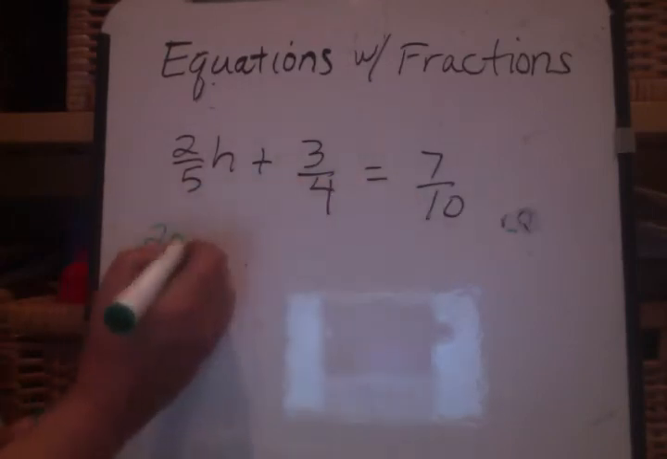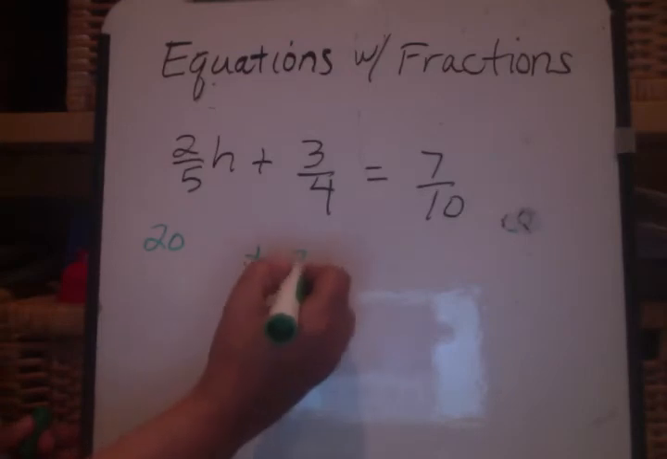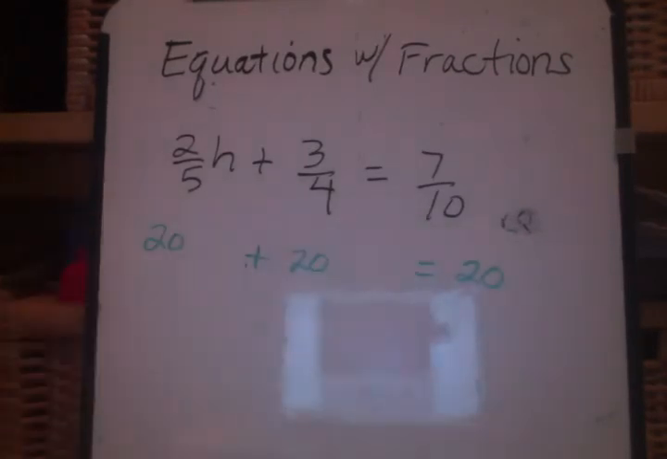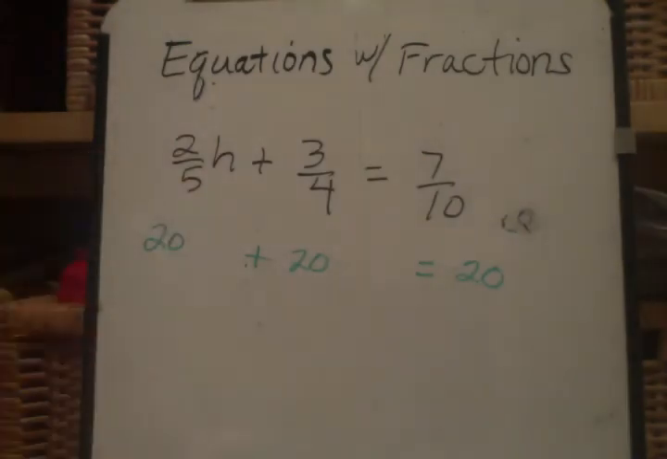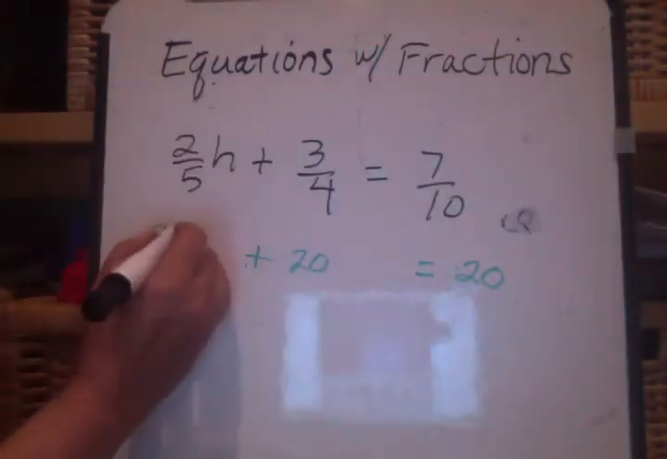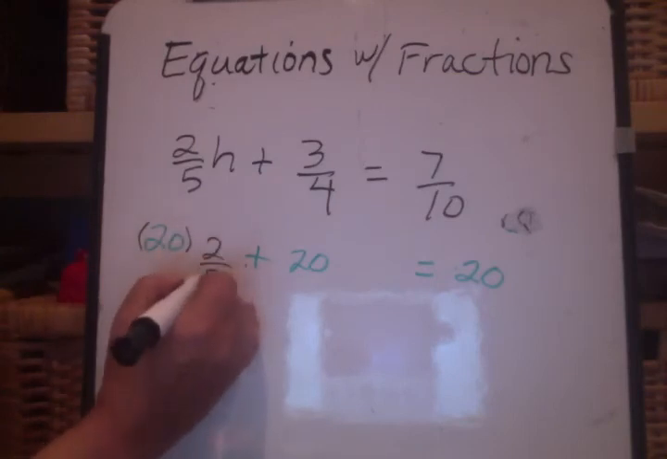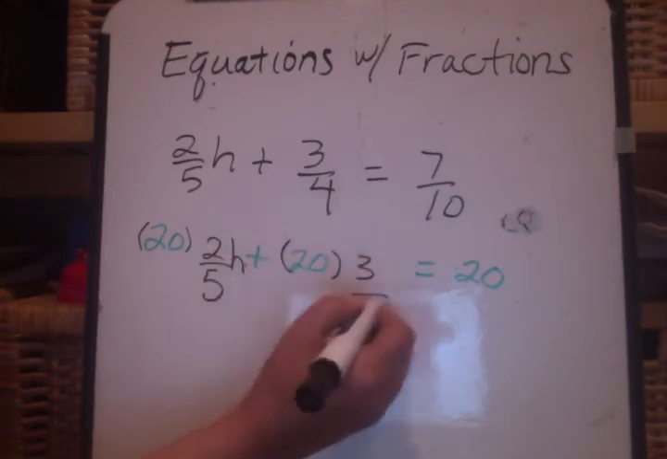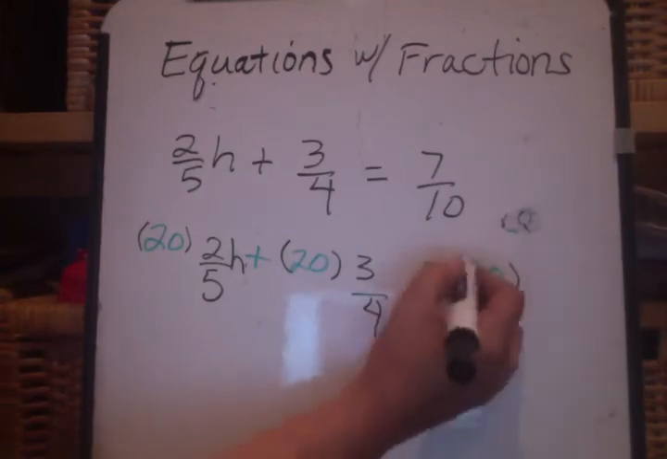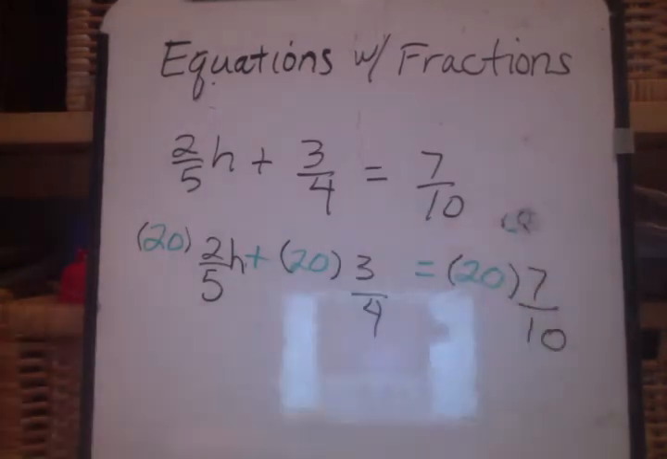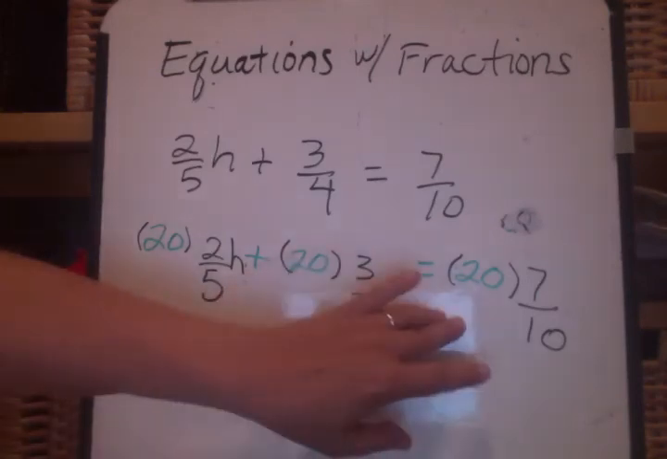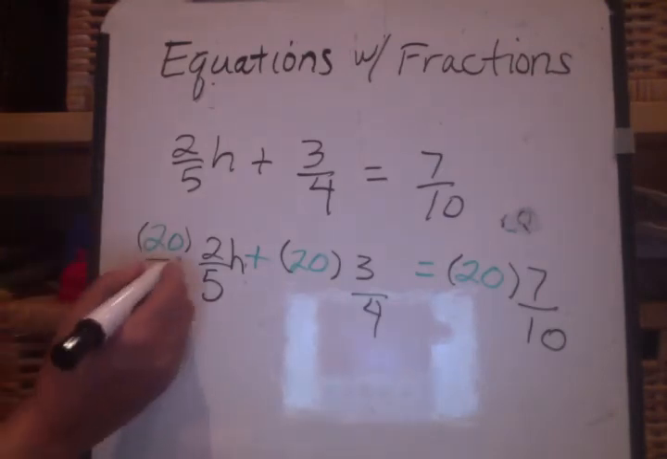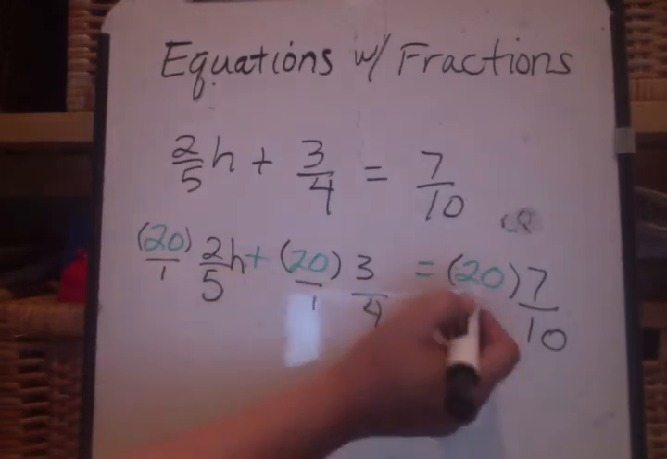So 20, I'll do plus 20, equals, and I'll put 20 here. And now I'll bring down, I'll just show 2/5 h, so 20 times 2/5 h, and this is times 3/4, and this is times 7/10. Okay, so here I'm going to reduce each fraction. Now I can do that. So again, this is 20 over 1, 20 over 1, 20 over 1.